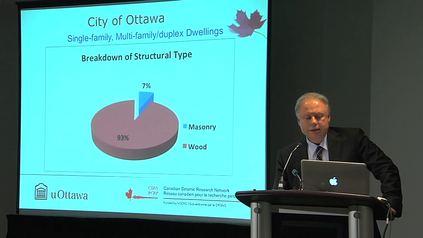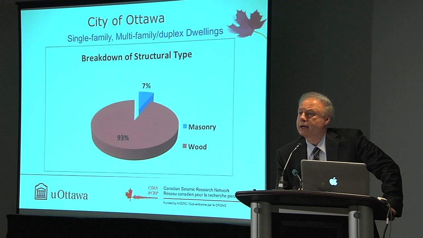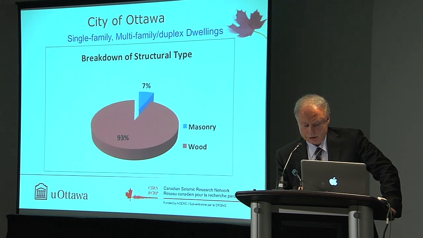And if you look at single-family homes or multifamily, essentially residential low-rise buildings, 93% are light wood frame construction. This doesn't mean they do not have a clay brick facade, but the structural type, the load-resisting elements, are wood, and 7% are masonry, unreinforced masonry.